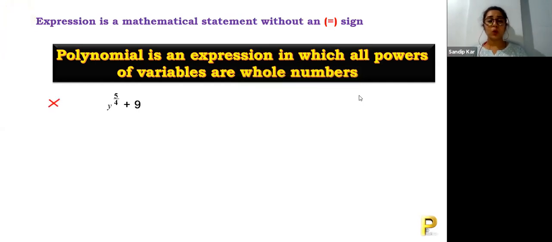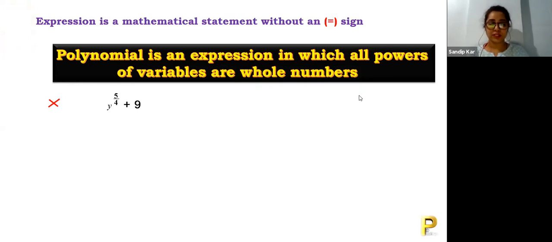Now, the very important part when you have to guess whether the given expression is a polynomial or not is just to look out at the variables. So what is the variable over here? y. What is the power of y? 5 by 4. Is 5 by 4 a whole number? No, it is not. That means the given example is not a polynomial.